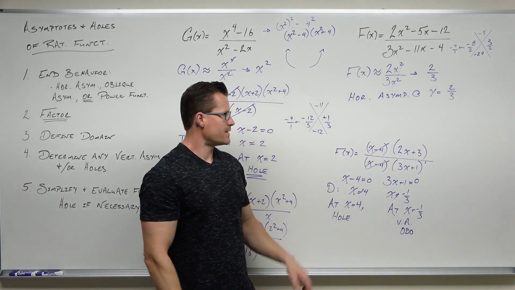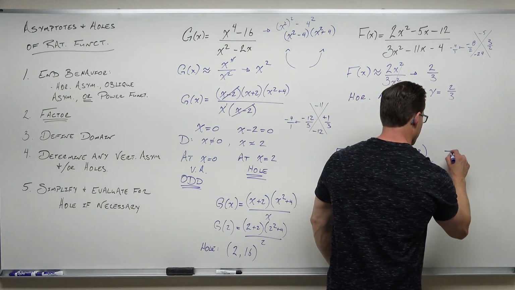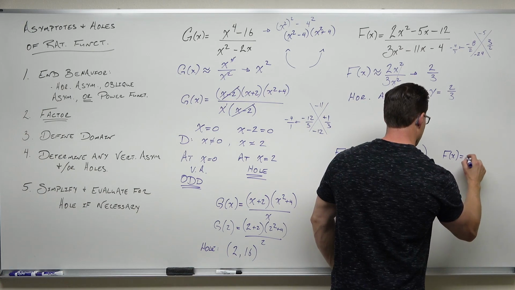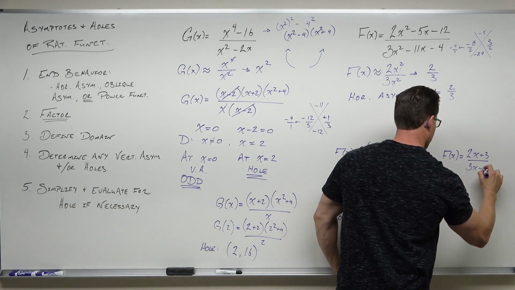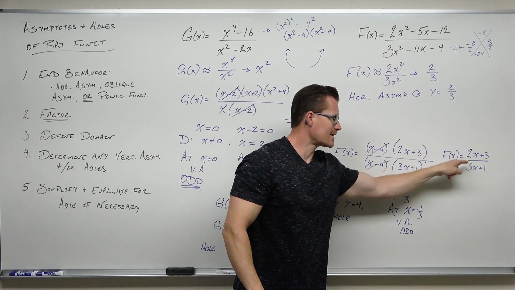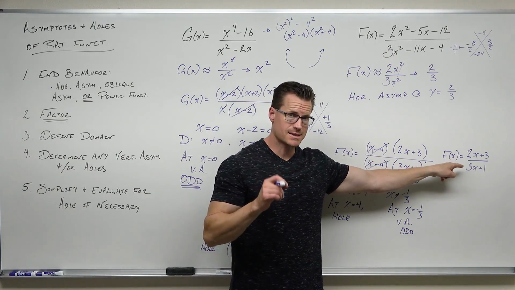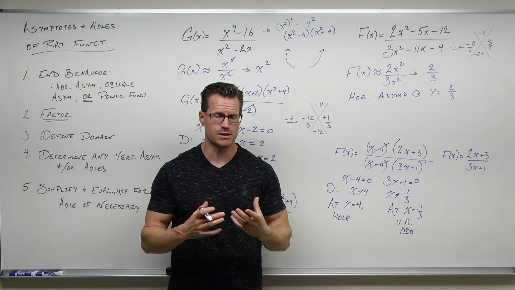Now we're going to simplify this and say, all right, if we cancel out x minus 4, this function is going to look exactly like this function, except it's going to have a missing point. We need to show where that missing point is.